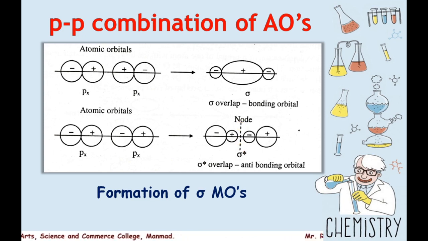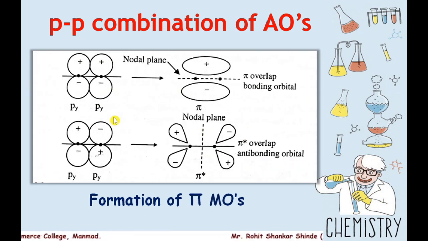Next, consider the combination of p orbitals which have lobes perpendicular to the axis joining the nuclei. Here, py atomic orbital of one atom combines with py atomic orbital of another atom. As shown in this diagram, the combination takes place in a lateral or sidewise manner. Lateral overlap of orbitals produces pi bonding and pi star anti-bonding molecular orbitals.